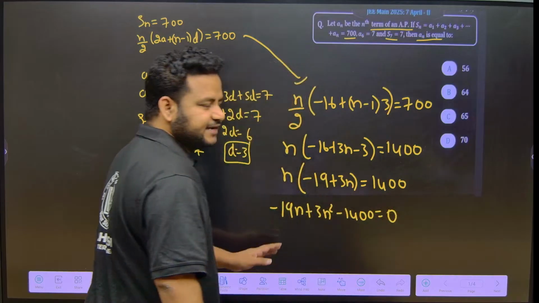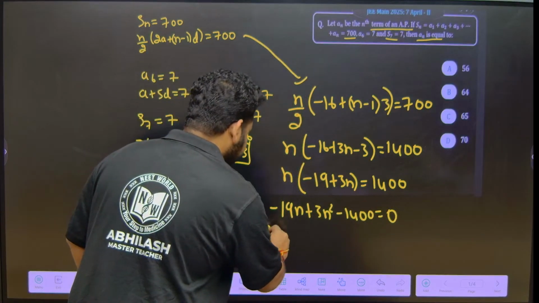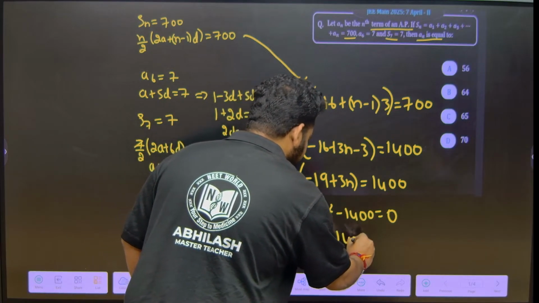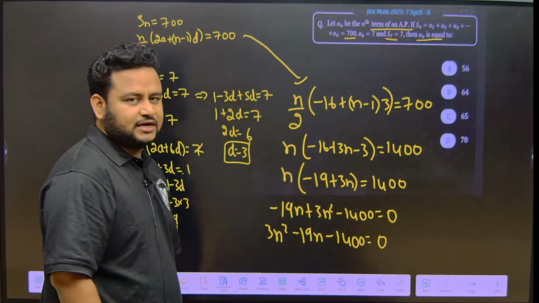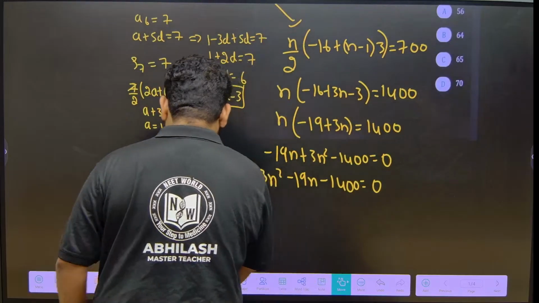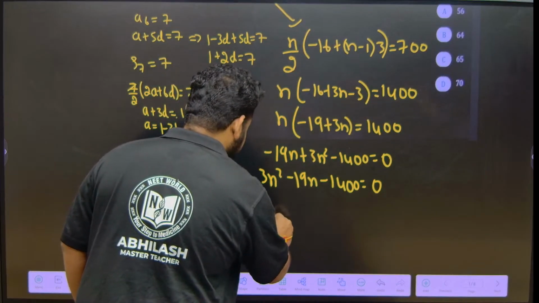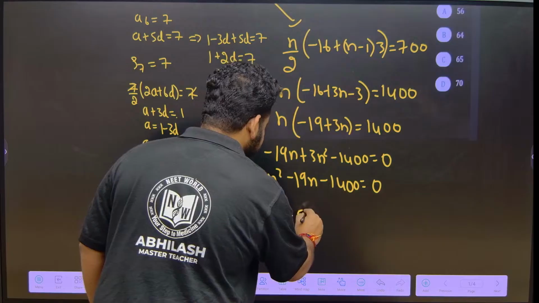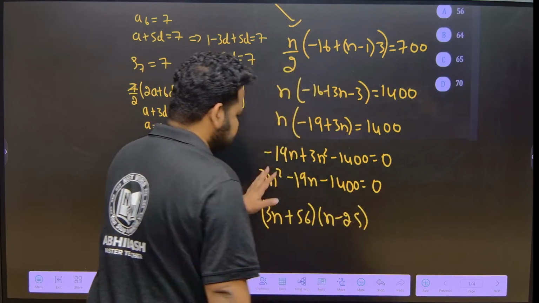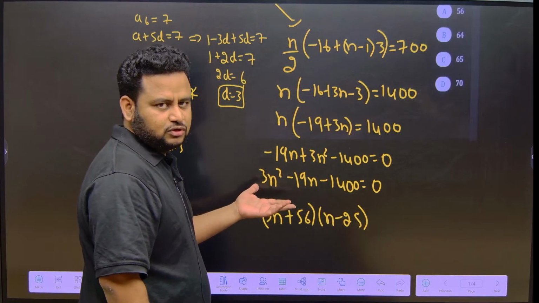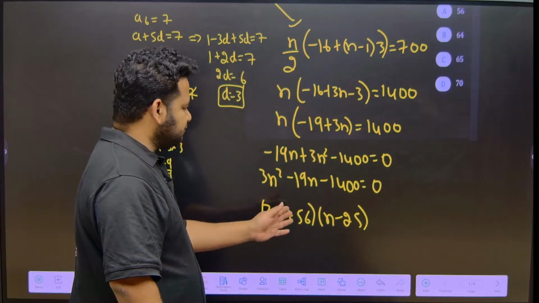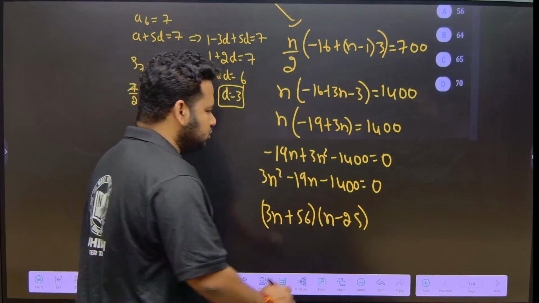So I got a quadratic equation in n, that is 3n square minus 19n minus 1400 is equal to 0. If I solve this quadratic equation, I will get two values of n. On solving, I will get 3n plus 56 into n minus 25. This splitting of the middle term you can do by yourself. So the factors are 3n plus 56 into n minus 25 is equal to 0.